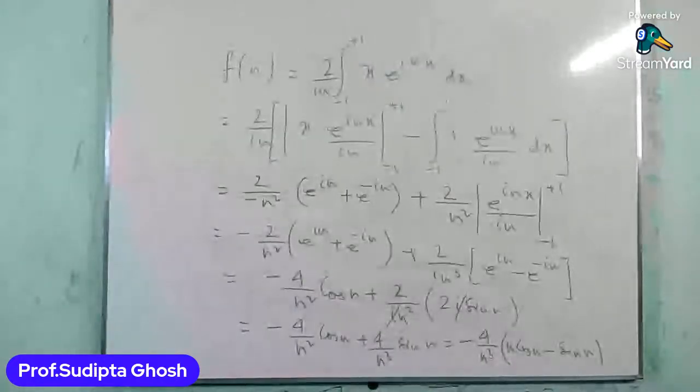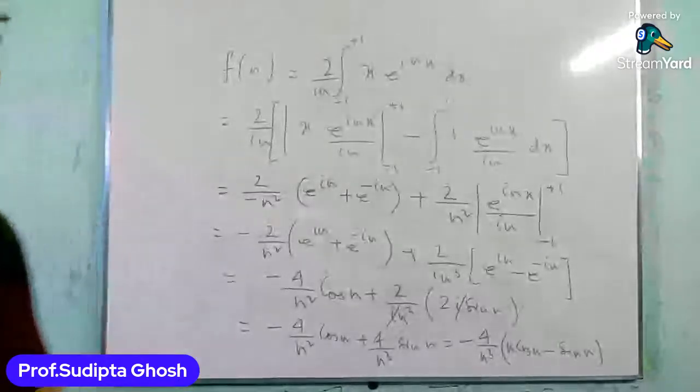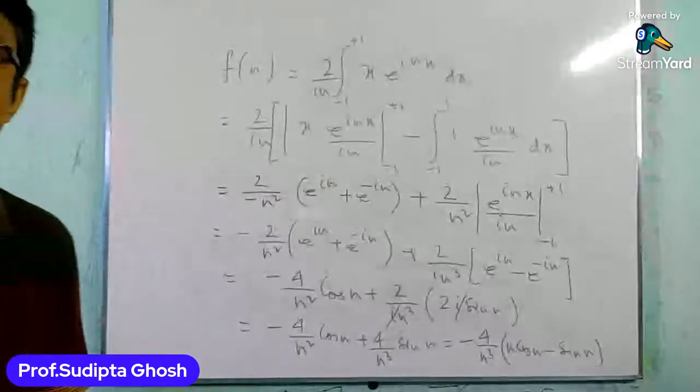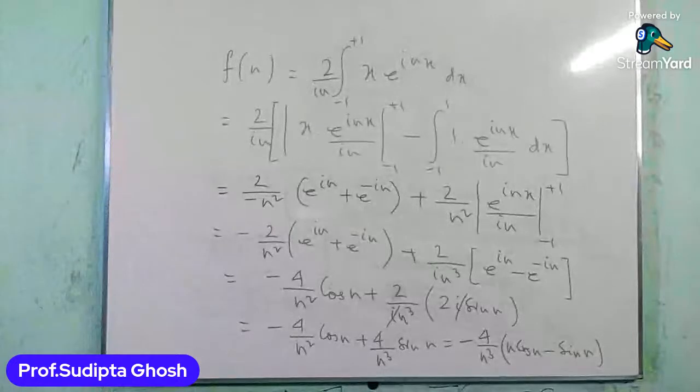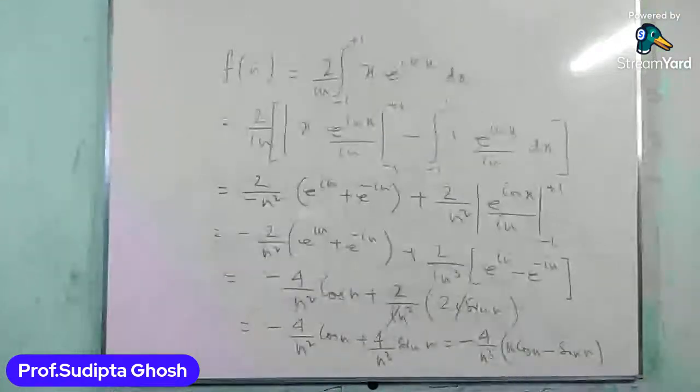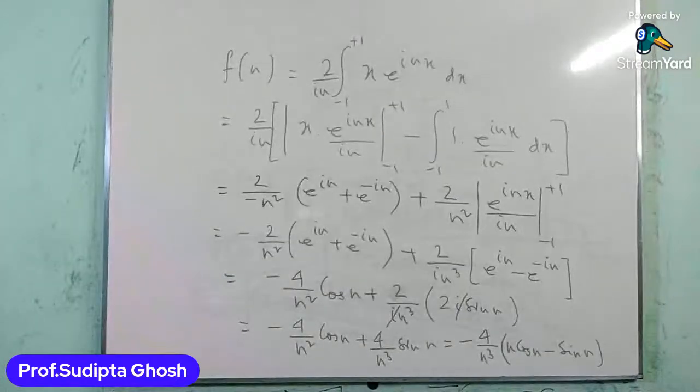So this is the Fourier complex transform, or just the Fourier transform, of the function f of x equals 1 minus x square, where x is limited between minus 1 to plus 1, that is mod of x less than 1, and the value of the function is 0 where mod of x is greater than 1.